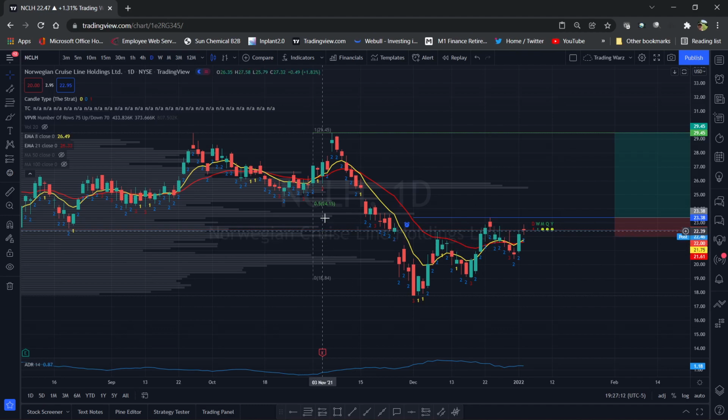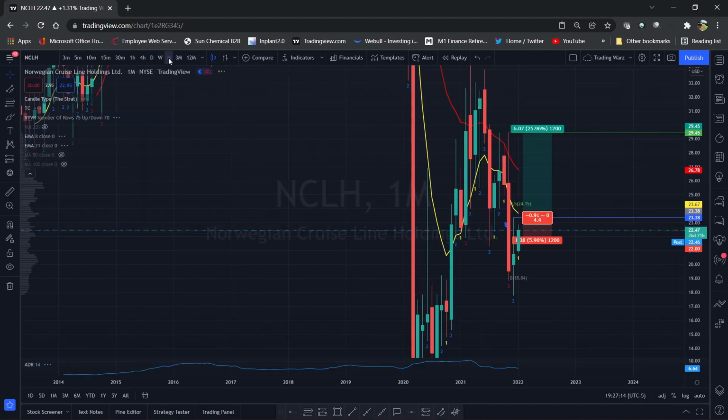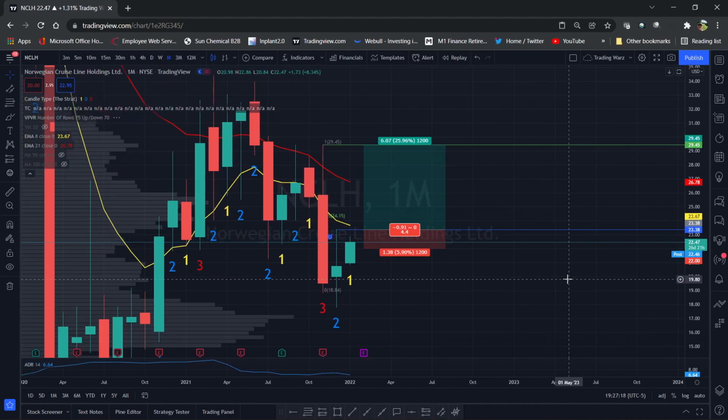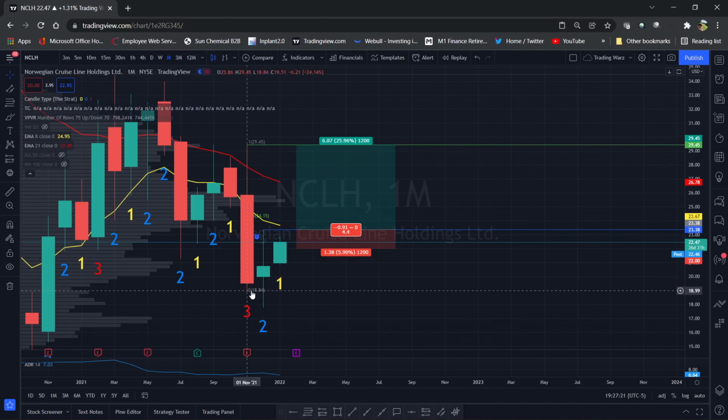Oh, one other thing. Let me go back to the monthly. I also got another setting that I use, which is basically a Fibonacci, but the Fibonacci I have on here, let's see if it'll show it. If I can click it.